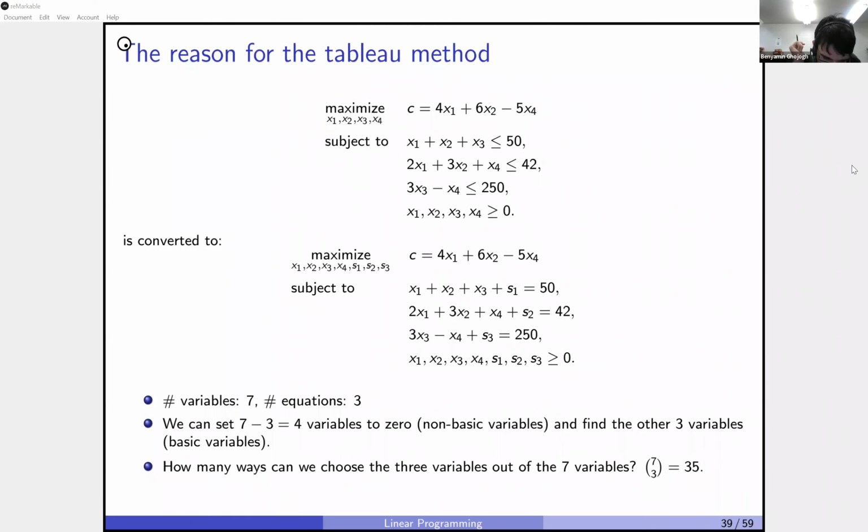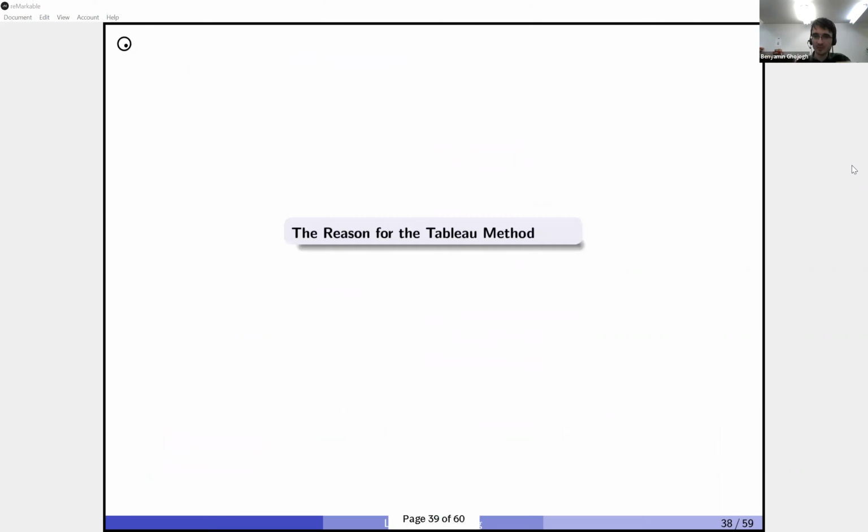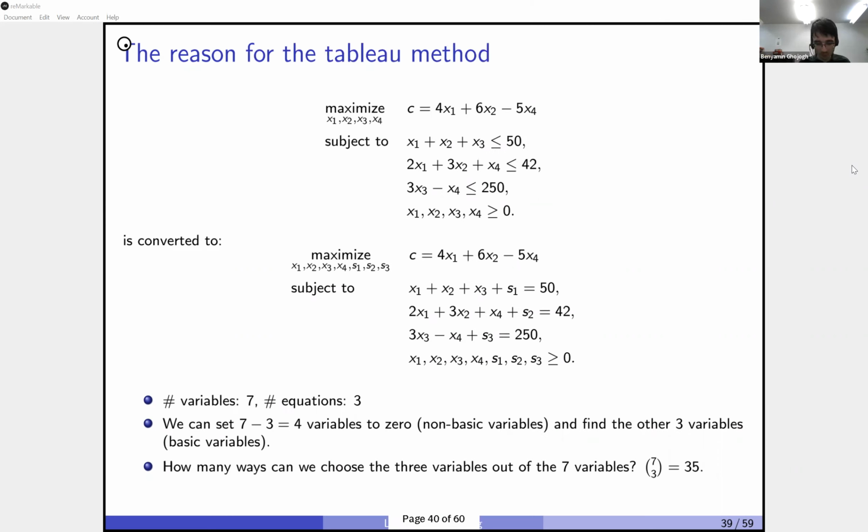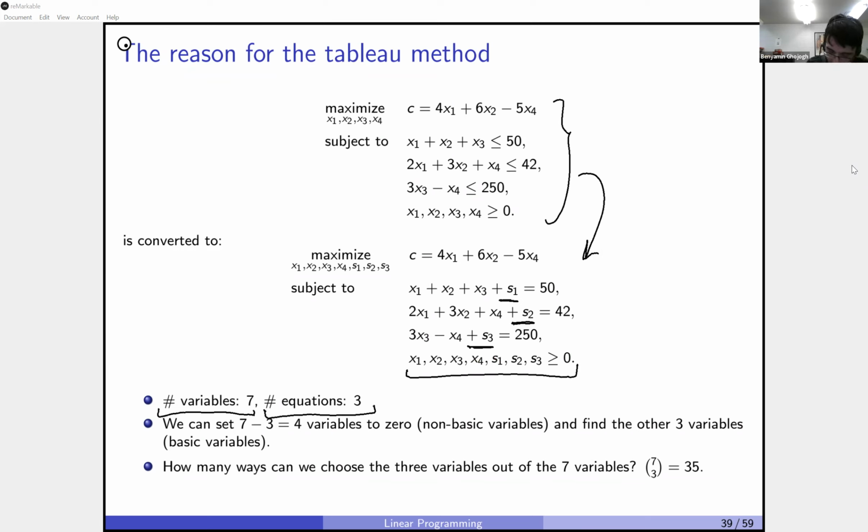So, okay, and now the reasoning. So you might say, why are we doing this? Now let's talk about reasoning, and I think the session will be over, but the reasoning is important. So assume that we have this maximization problem, okay? We convert this to this using slack variables. So you can see the slack variables, and this is what we have for the default thing. The number of variables is 7, number of equations is 3.